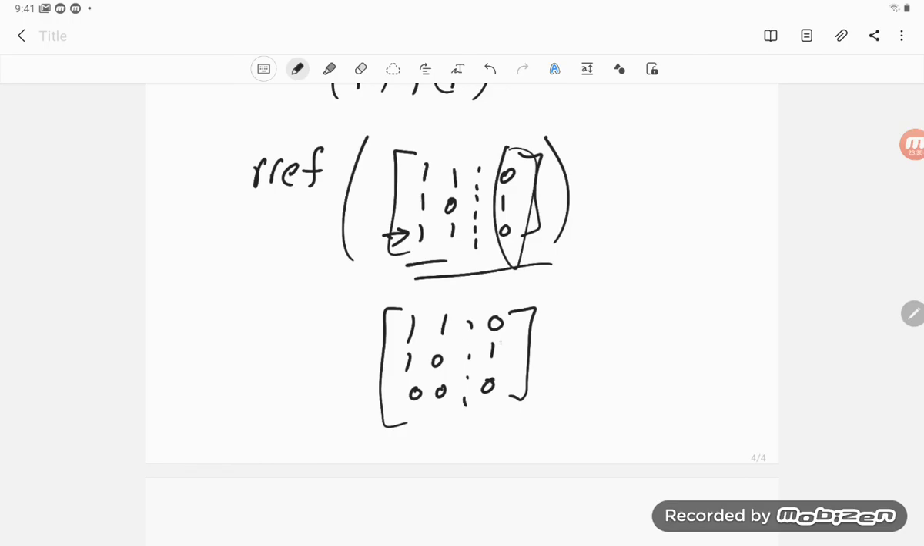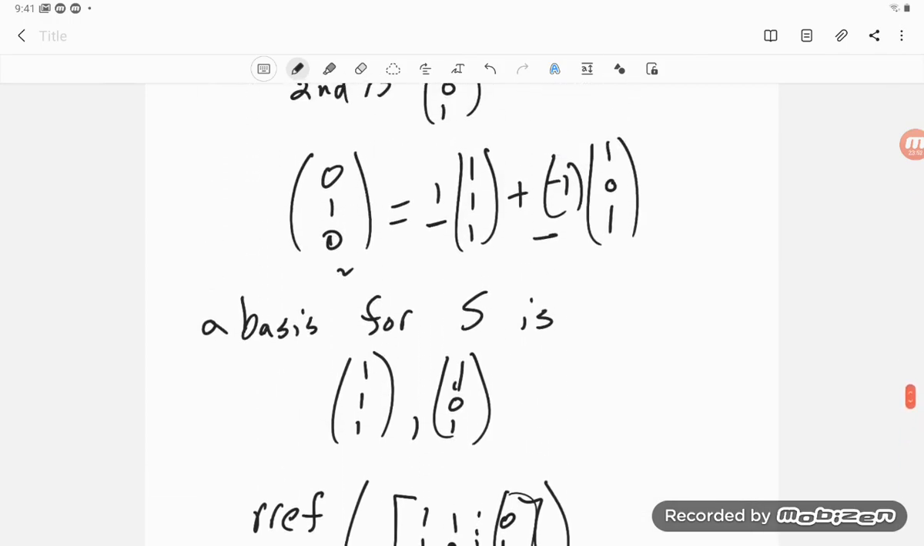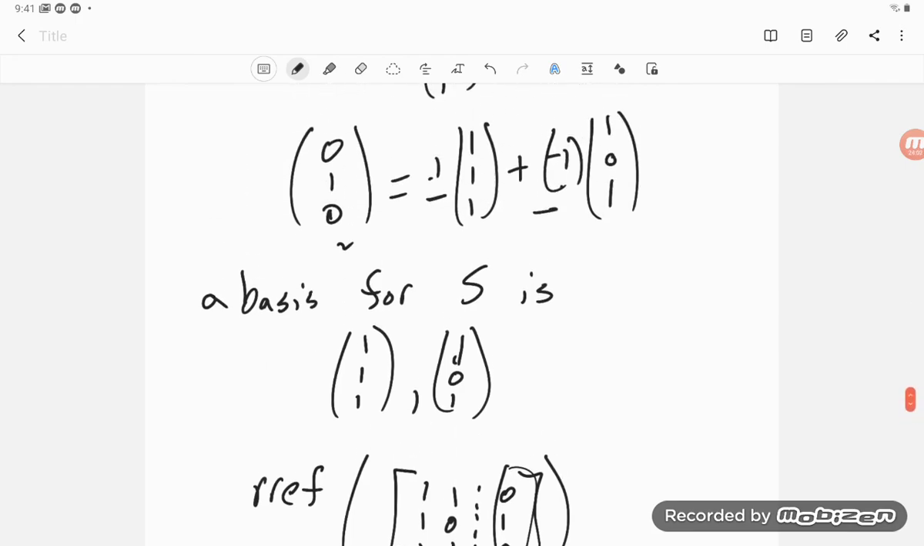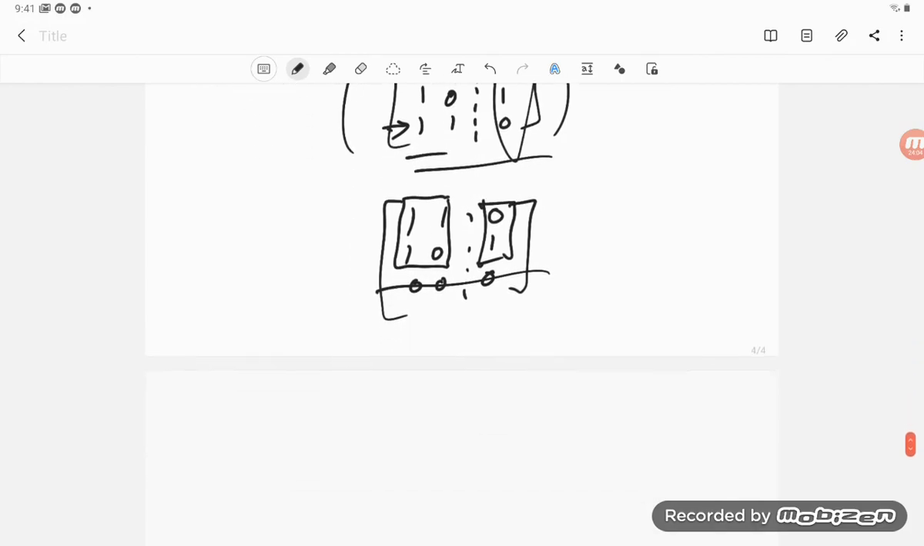I know I can get a solution because this part is non-singular, and so I can solve the 2 by 2 system that I have up there with those all being 0. So I know there's a solution, and that solution happens to be the 1 and the negative 1. And so I know that I can write 0, 1, 0 in terms of those other two vectors. Okay, so that's another example.